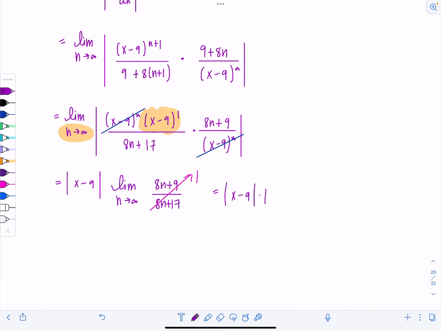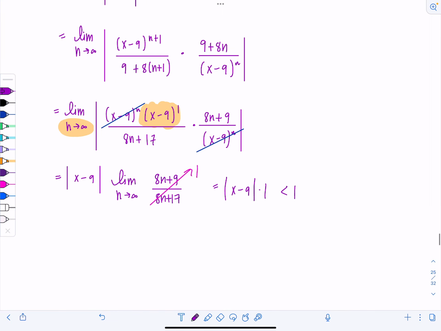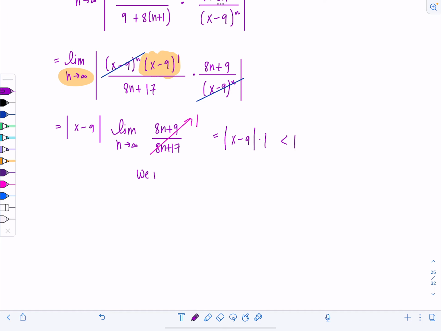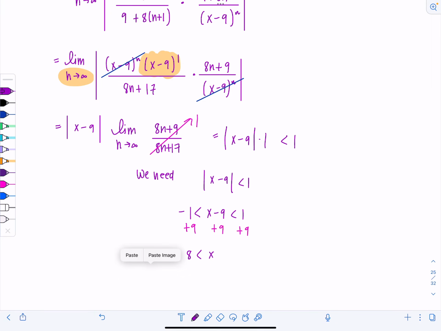Now, I just did the ratio test, right? I said you always do the ratio test. And I know that my series will converge so long as this limit is strictly less than 1. So that means we need the absolute value of x minus 9 to be less than 1. If you remember how to solve absolute value inequalities, x minus 9 has to be less than 1 and greater than negative 1. Add 9 to get x by itself, and then you have 8 is less than x is less than 10.